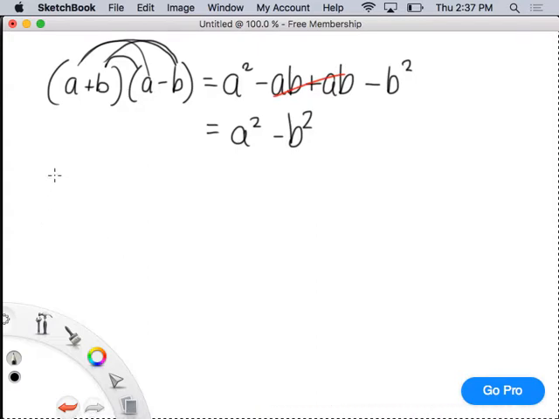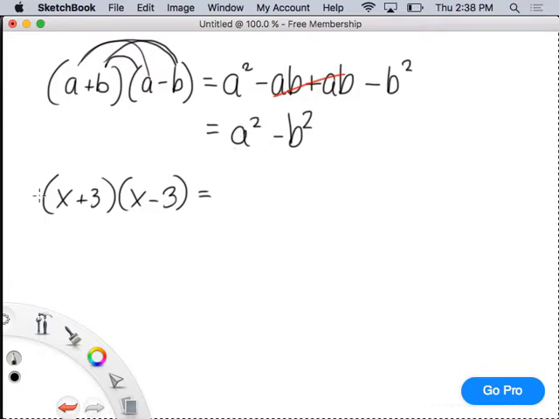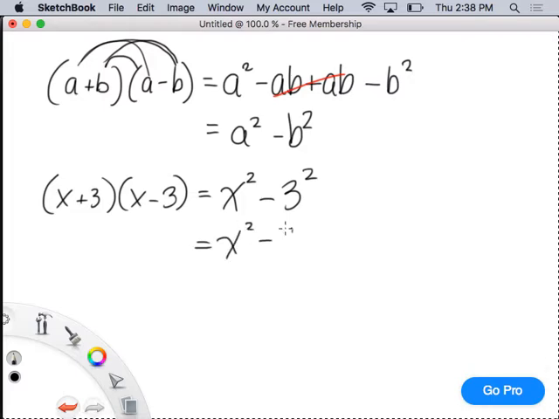So let's give an example of this. x plus 3 times x minus 3. All right, well, I square the first and then subtract and square the last. So it's really simple. It's just x squared minus 3 squared, or x squared minus 9. You see how now it's like, should I FOIL? No way. When you have these conjugates, it's super fast, right? In this case, it's obvious. Okay?